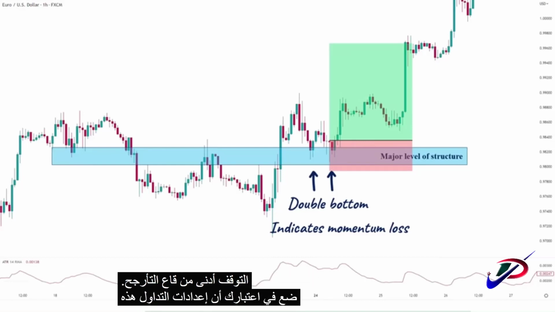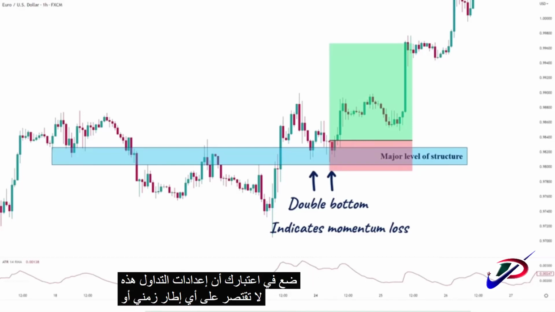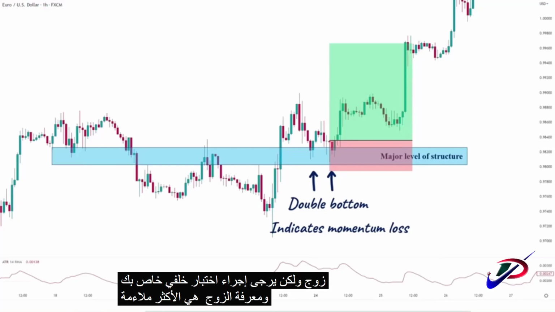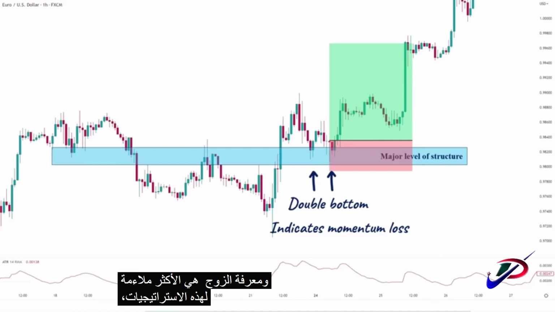Keep in mind that these trading setups are not limited to any time frame or a pair, but please do your own backtesting and see which pairs are most suitable for these strategies.